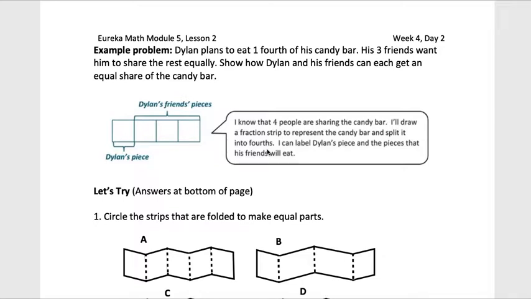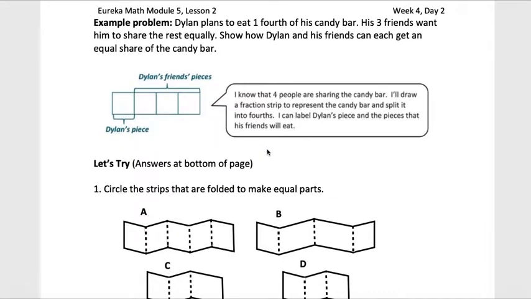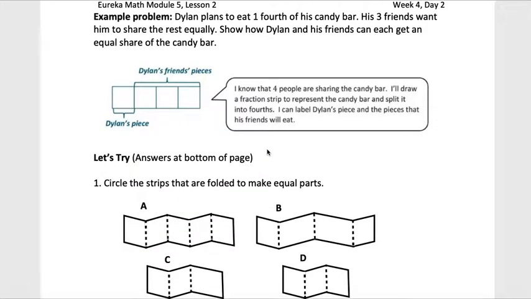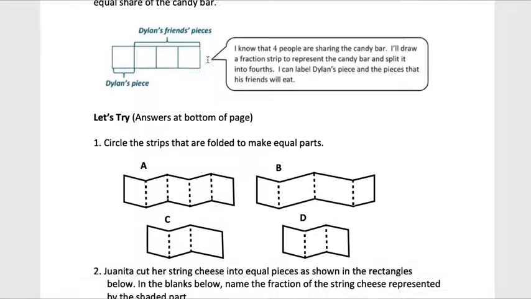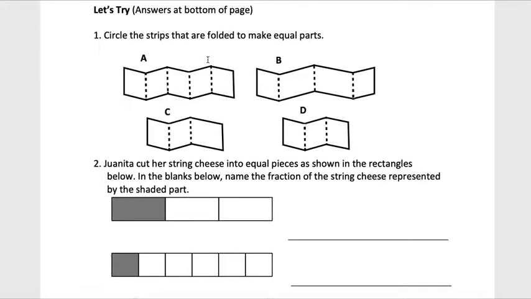There is Dylan plus 3 friends. There are 4 total people. I know that 4 people are sharing the candy bar. I'll draw a fraction strip to represent the candy bar and split it into fourths. I can label Dylan's piece and the pieces that his friends will eat. That is an example for you to think about and work through. Now you get to try it on your own.